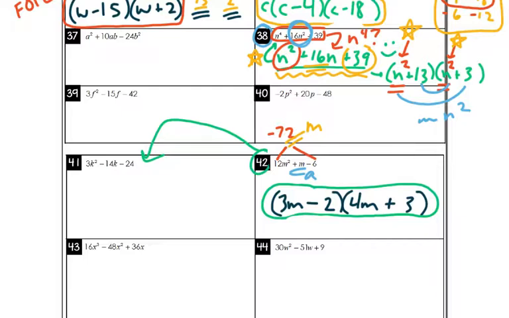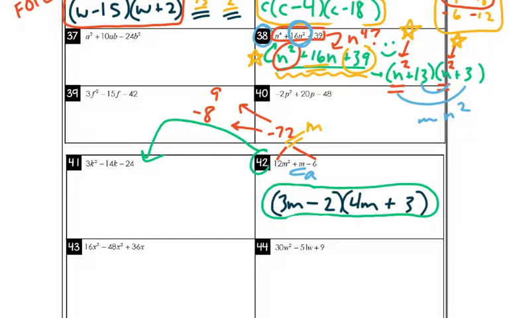Okay? Can you think of two numbers that multiply to give you negative 72 and add to give you a plus 1? Okay, I'm going to do this kind of quick just because I think we're getting better at it. But I know that 9 and 8 make 72. To make it a negative, and to get a positive 1 when I add them, I'll make the 8 negative.